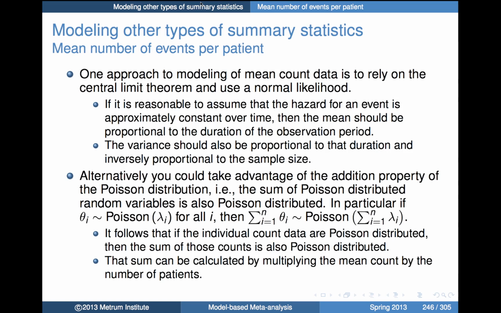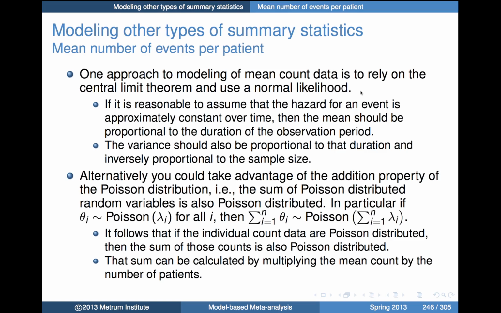Now, if you're dealing with a mean count, there would be different ways in which you could do it. One approach to modeling mean count data is to rely on the central limit theorem and just use a normal likelihood. And if it's reasonable to assume that the hazard for an event is approximately constant over time, then the mean should be proportional to the duration of the observation period.